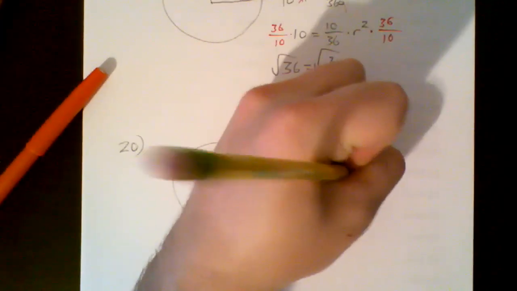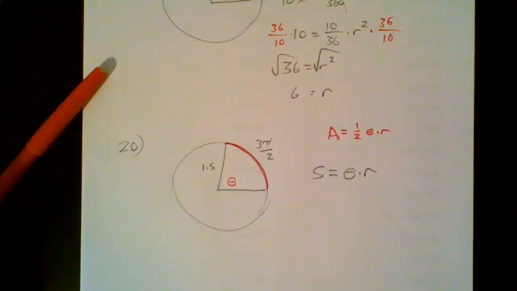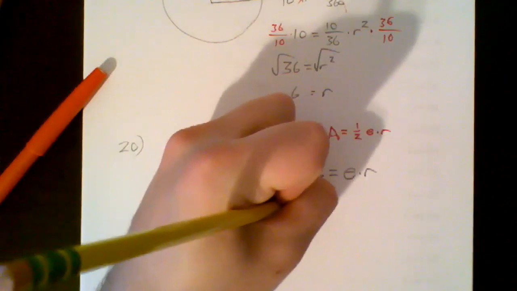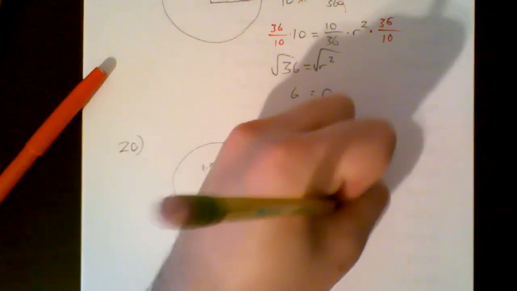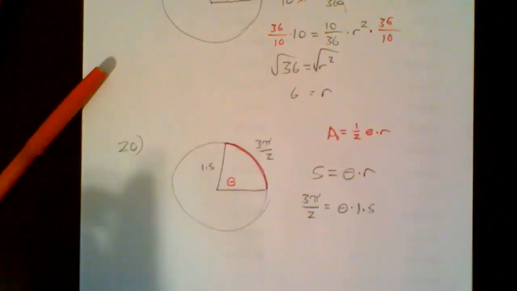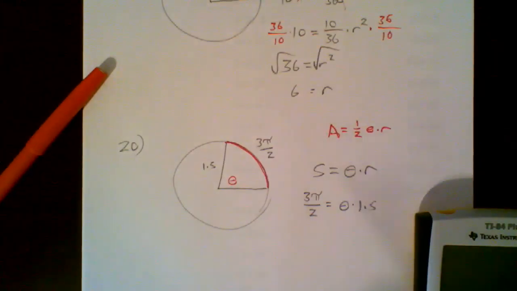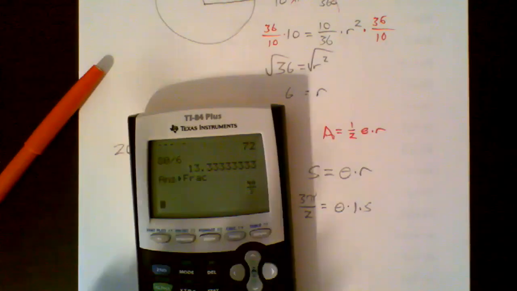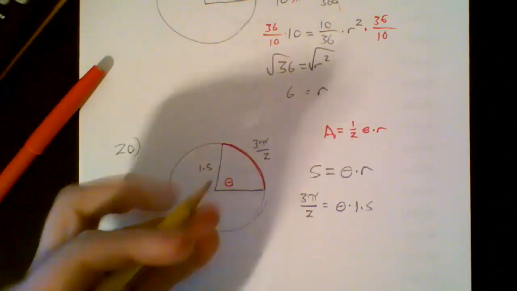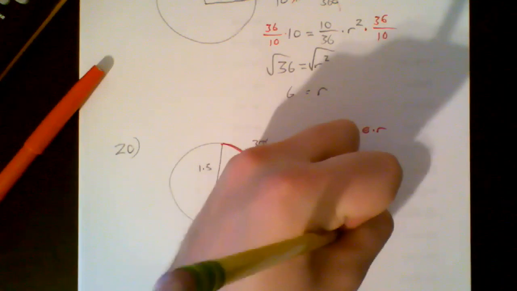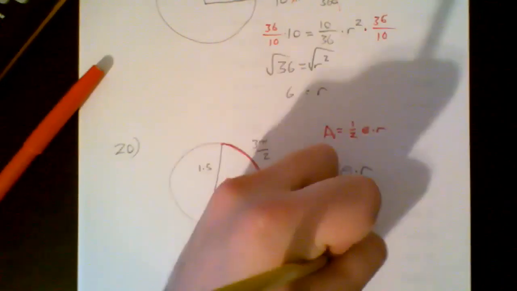We know the arc length is equal to theta times r, the central angle times the radius. Plugging in everything we know, we have 3 pi over 2 equals theta times 1.5. 1.5 as a fraction is 3/2, so let's just divide both sides by 1.5. We don't need a calculator. 3/2 is just 1.5, so dividing by 1.5 on both sides, we have theta equals pi.